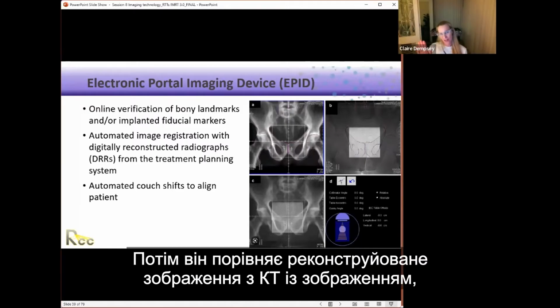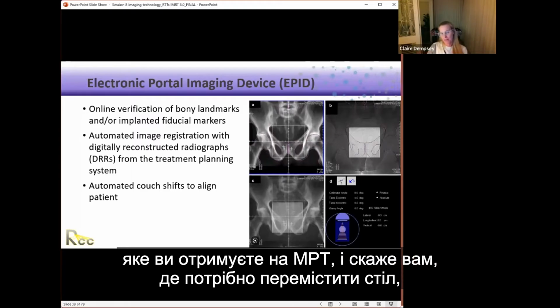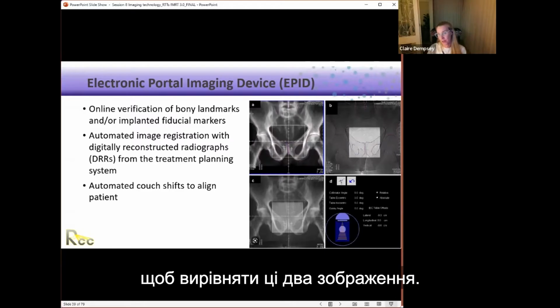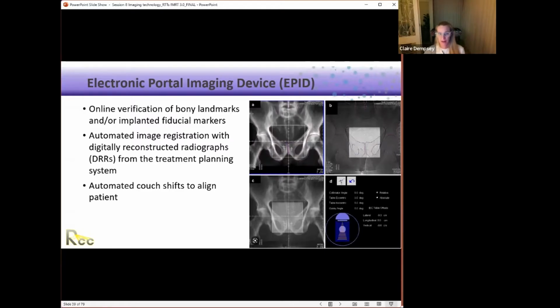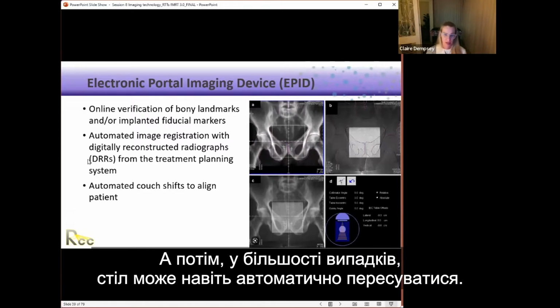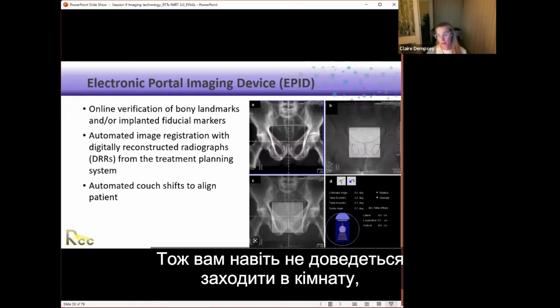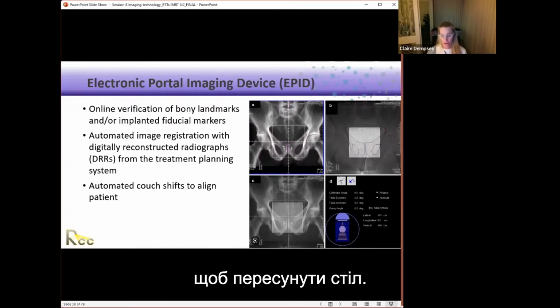And it will then match that reconstructed image from your CT with the image that you're getting on your MV, and tell you where you have to move your couch in order to align those two images together. And then in most cases, the table can even automatically shift. So you don't even have to go into the room to move the couch.